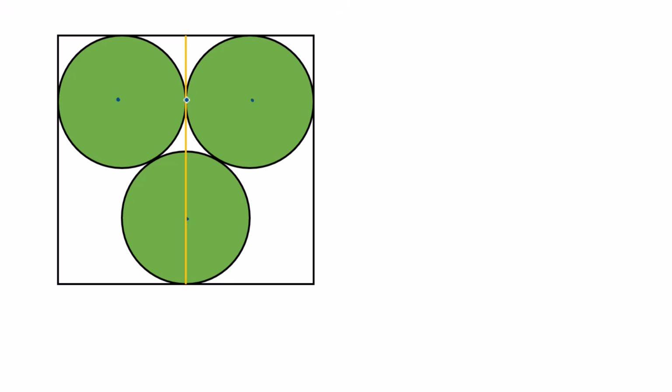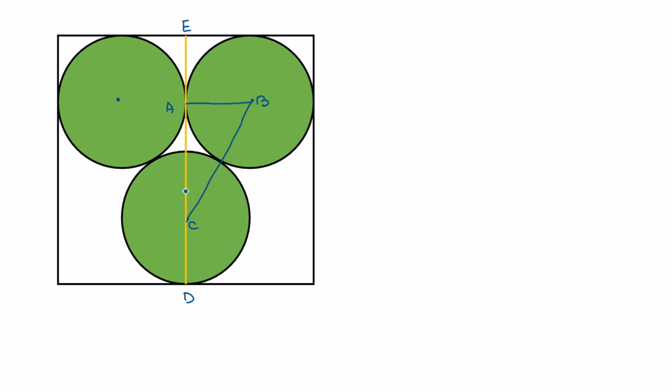Now join this point and the center of this circle, and join the center of the third circle and the second circle. Now consider this point is A, this point is B, this point is C, and this is D and this is E.